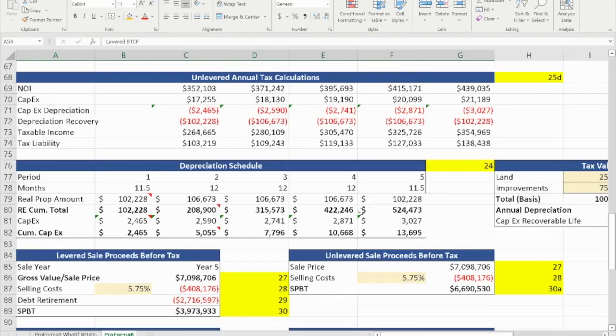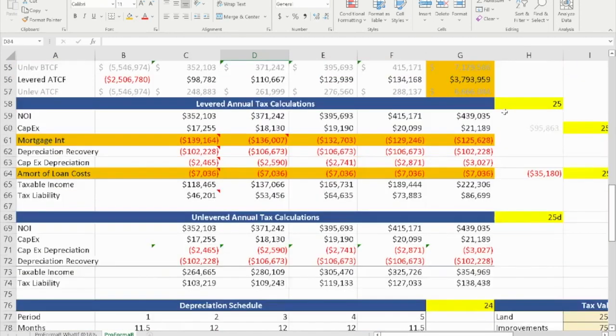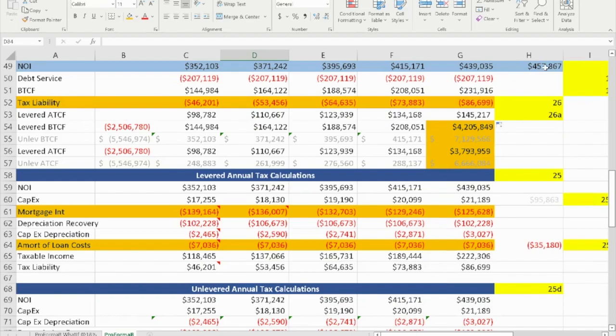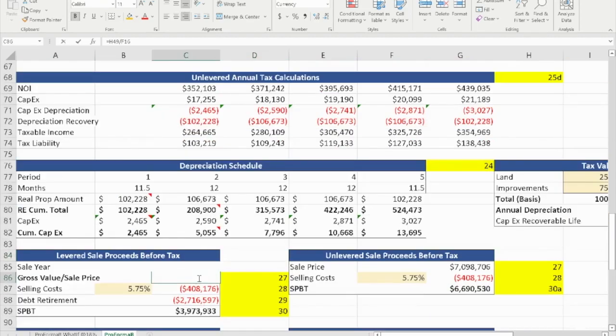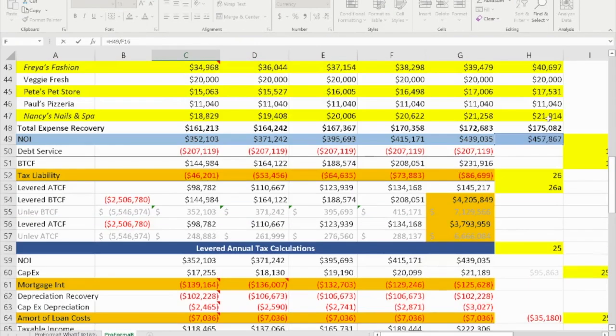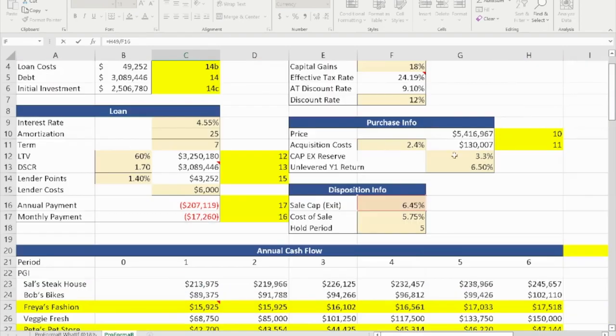Step number 27 is going to be down here. We're going to do the levered sales proceeds before tax. If you can go ahead and complete this table here, this is not going to be too difficult. We're going to need to calculate the sales price at year 5. We're going to use the cap rate formula. Since we have the NOI for year 5, which is up here, we're simply going to divide the NOI, H49, divided by the exit cap rate, which is 6.45.